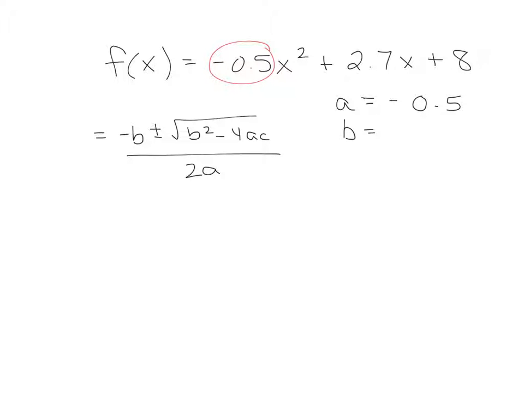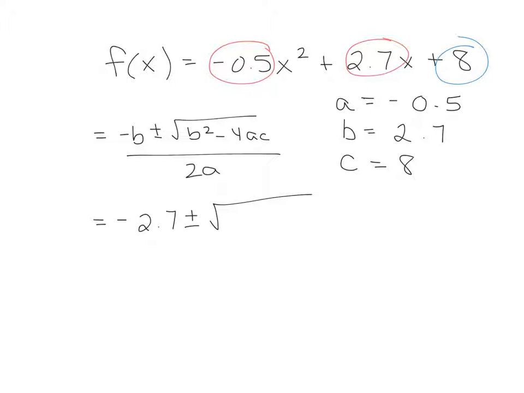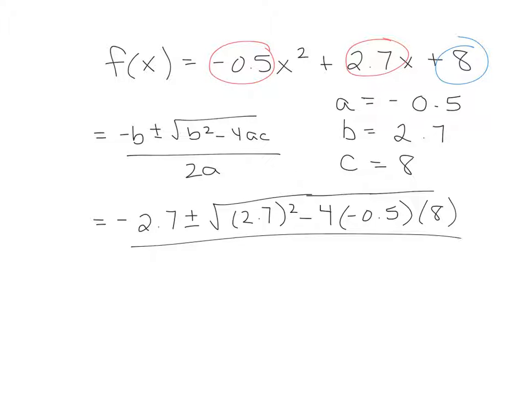B is the number in front of the x term, so that is 2.7. And C is the constant term, which is 8. So we'll plug these values into the formula. So we have negative b, which is negative 2.7, plus or minus the square root of b squared, so 2.7 squared, minus 4 times a, which is negative 0.5, times c, which is 8, and that's all over 2 times a.